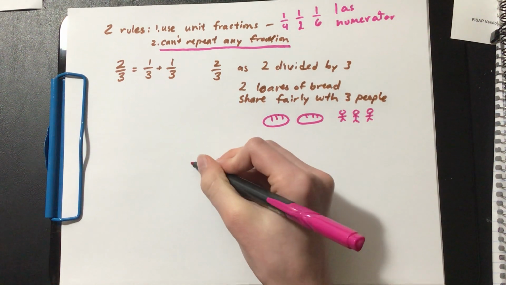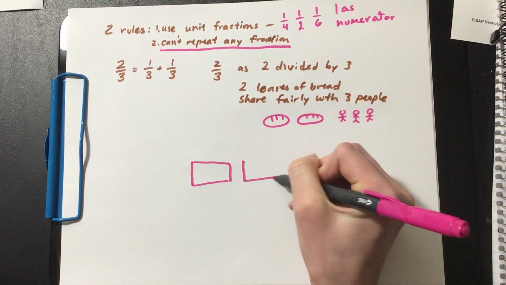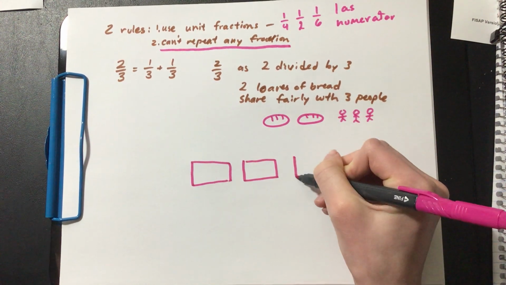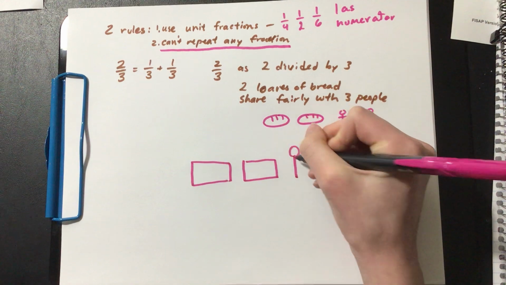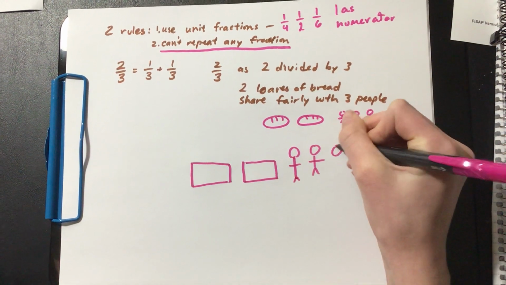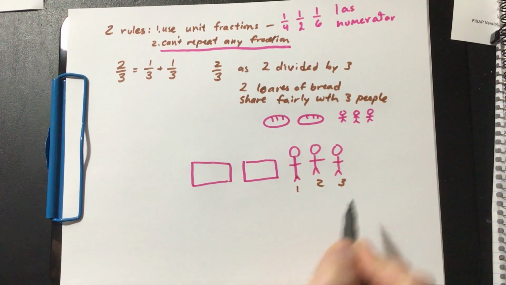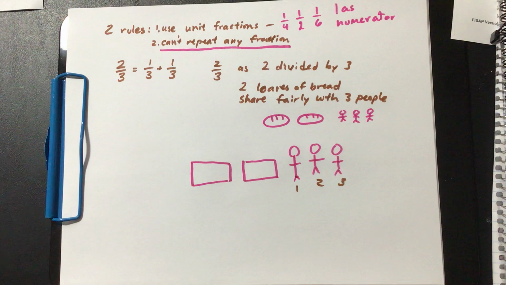All right. Okay, I like those rectangles. It's not a rectangle. It is a loaf of bread. Anyway, here are 3 people. Okay, can we name these people 1, 2, and 3? All right, I suppose.